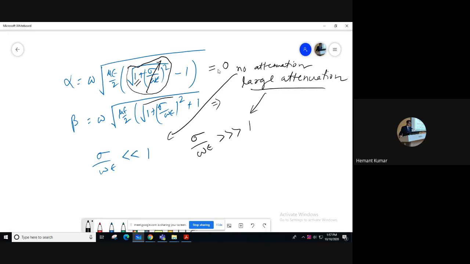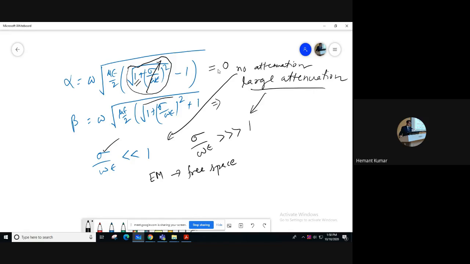So what exactly is sigma? Sigma is the conductivity of the medium. If the conductivity of the medium is very small, if it is not conductive, like free space, where the conductivity is 0, in that case there will be no attenuation. So the EM wave can propagate easily. So the EM wave can propagate in free space.